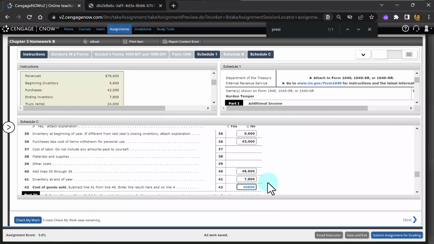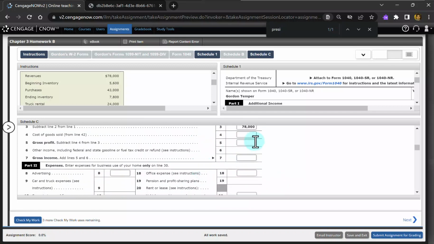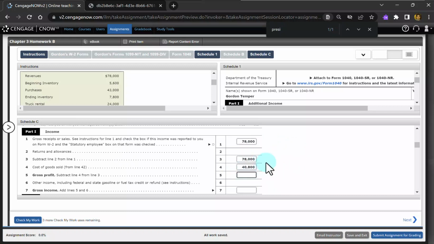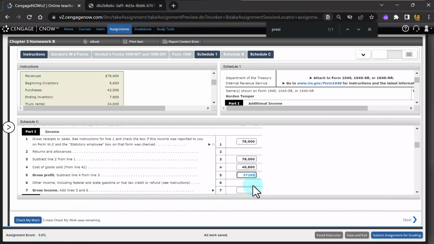And here it says go back to line 4. Line 4, 40,800. And I'm going to subtract that from the 78,000. So I add that and minus the 40,800, 37,200 here in line 5. Tab and then also in line 7.